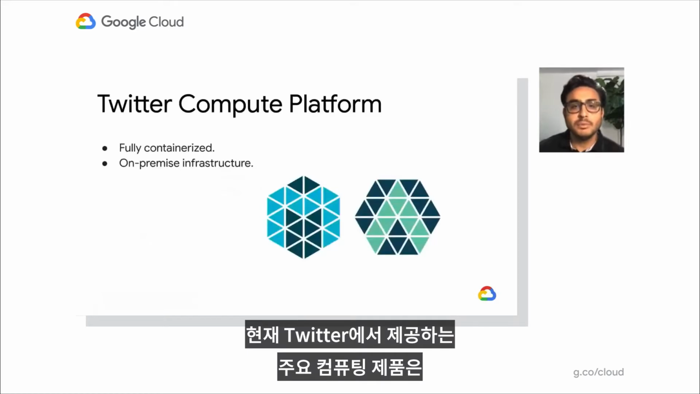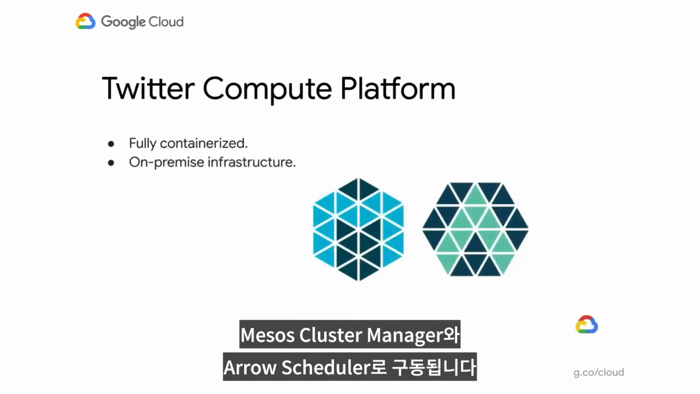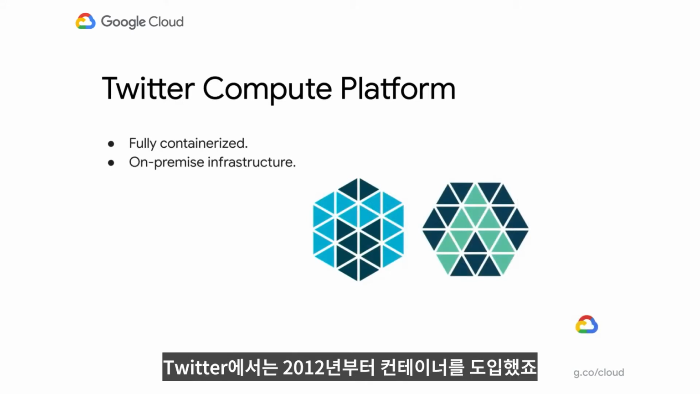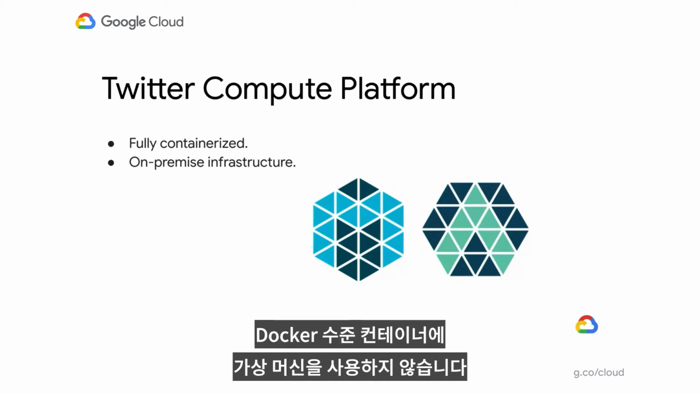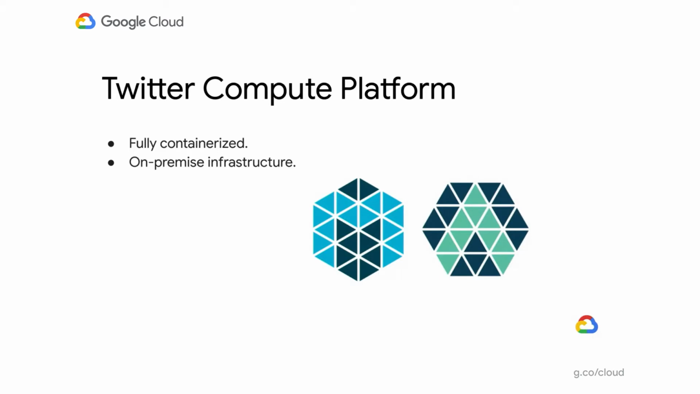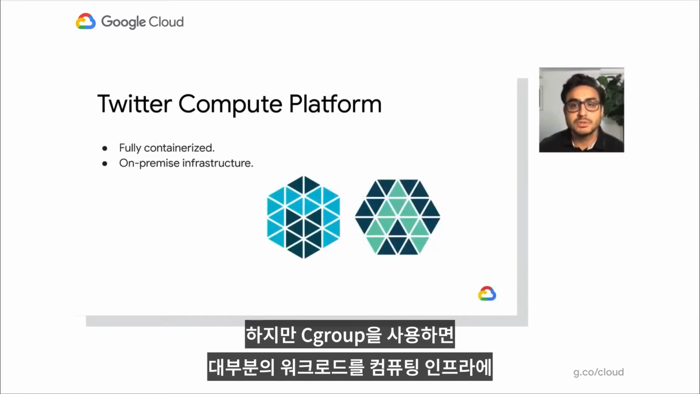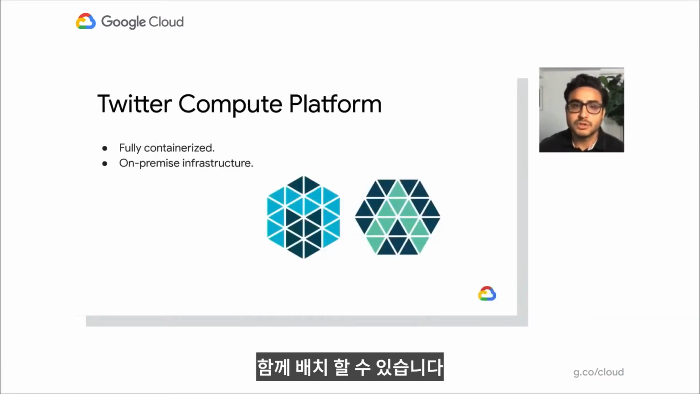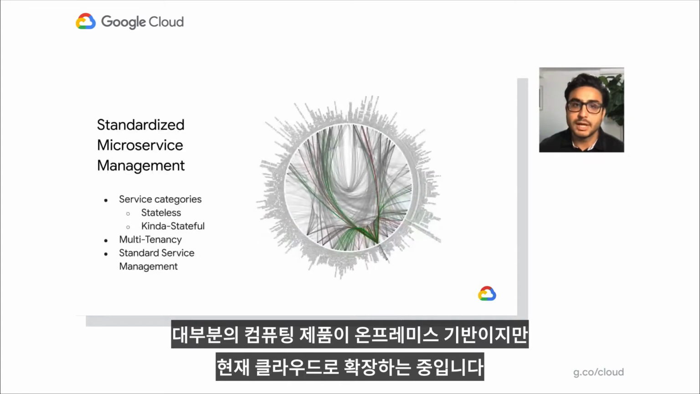The current main compute offering at Twitter is powered by Mesos Cluster Manager and Aurora Scheduler. Twitter embraced containers starting in 2012. We use super lightweight containers with Linux cgroups. We're not using virtual machine or Docker level containers. But with cgroups, we are able to co-locate most of the workloads on compute infrastructure. Currently, our compute offering is mostly on-premise, but we are extending it with computing cloud.